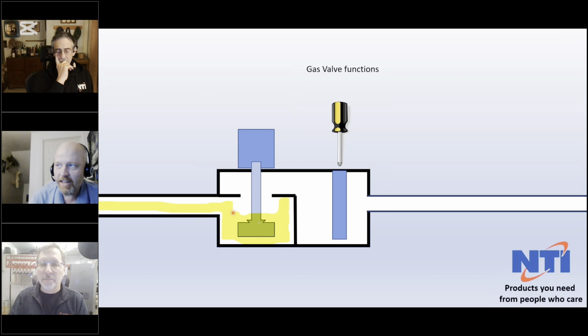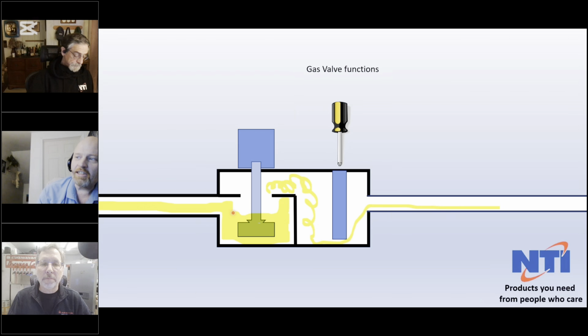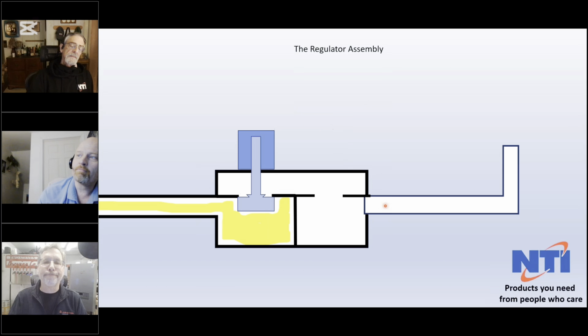Oftentimes we'll use the gate valve in conjunction with an orifice to help the valve better control the flow of gas overall. But this still leaves us in the same problem we had before, which is the incoming gas pressure and the outgoing gas pressure are still directly correlated. If for some reason you have a change in incoming pressure, even though you may have set an outlet pressure, the second your inlet pressure changes, this is also going to change. So what we're missing is a regulator assembly.